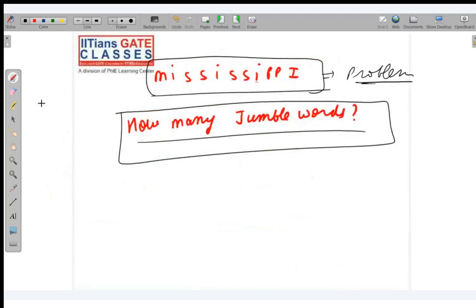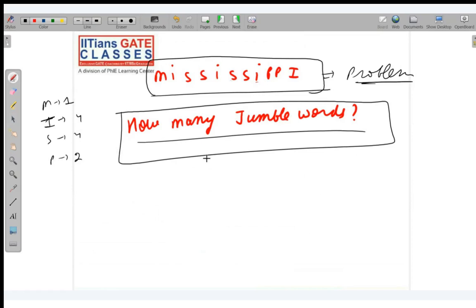See this. M is repeated 1 time. Only 1 time M is having. I is repeated 4 times. S is repeated 4 times. P is repeated 2 times. So how many letters? 1, 2, 3, 4, 5, 6, 7, 8, 9, 10, 11. Yes. So see this. 4, 4, 8, 10, 11. Yes. First class. We have done it correctly.